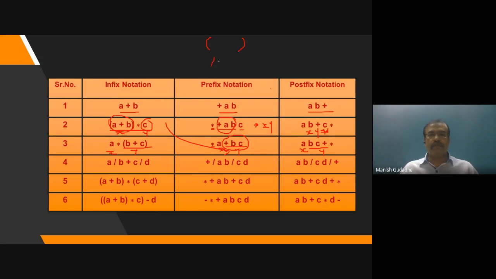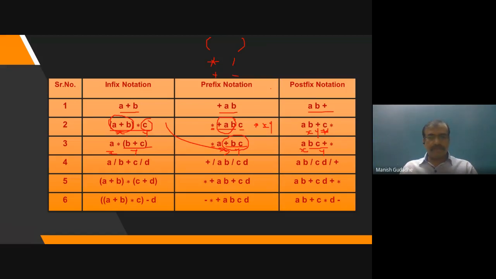Then you will have multiplication and division at the same priority, in the order of their appearance. Whichever appears first will be operated on first. And plus and minus will be on the same level. It is not the case that plus will come first and minus will come later. So that's the difference we have to keep in mind.